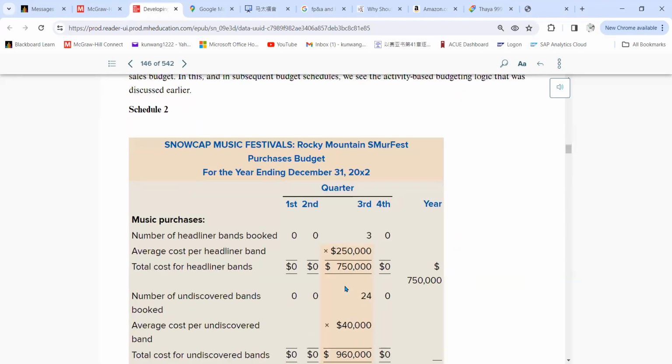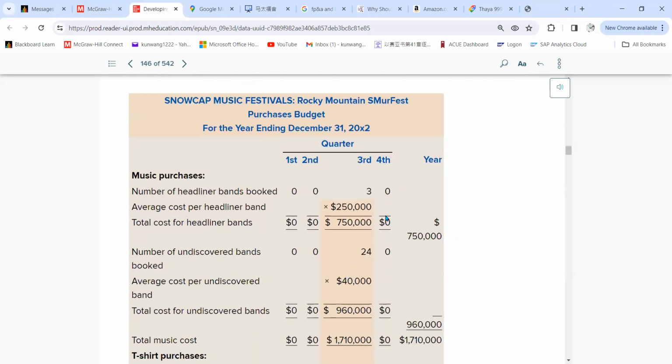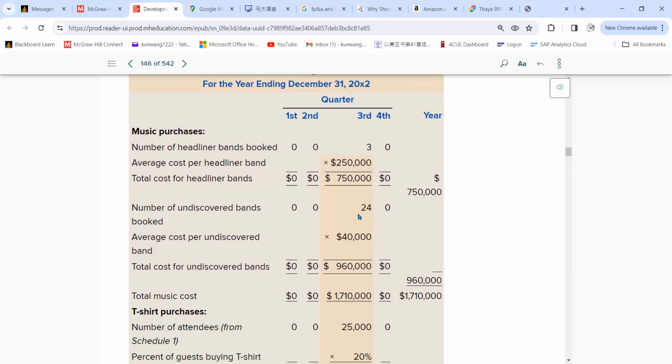And this is the budgeting for the t-shirts, because the t-shirts sell only for the third quarter. And you can see all the music, not only the t-shirts. Okay, we also have the music purchase related to the band. So the payment to the band we invited to the third quarter, okay, in addition to the t-shirts purchase.